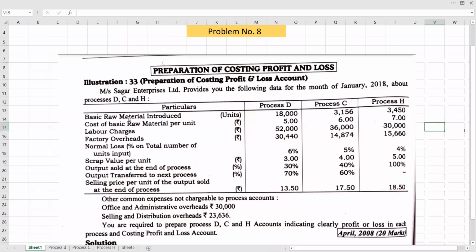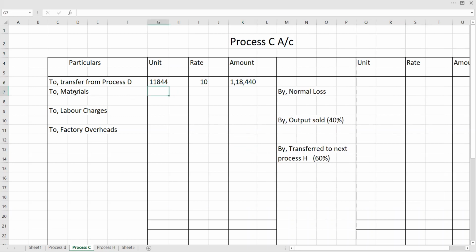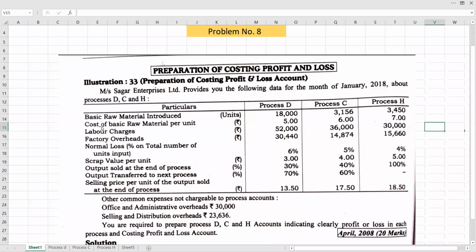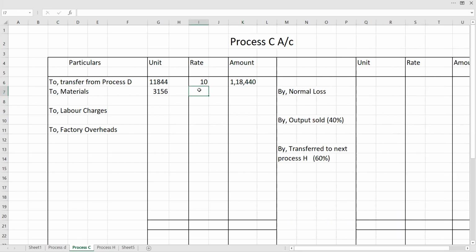See, the procedure is same. Next, we have to record the basic raw material introduced in process C account, 3,156. So let's record this. The material 3,156. The rate, the cost of basic raw material per unit. So per unit rate is given as 6 rupees. So it should be recorded in this rate column, 6 rupees, and the amount.